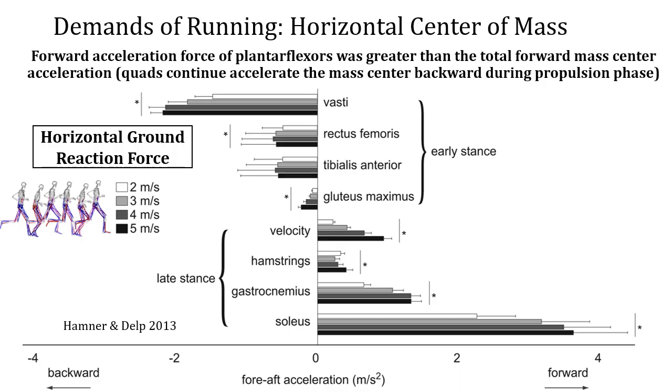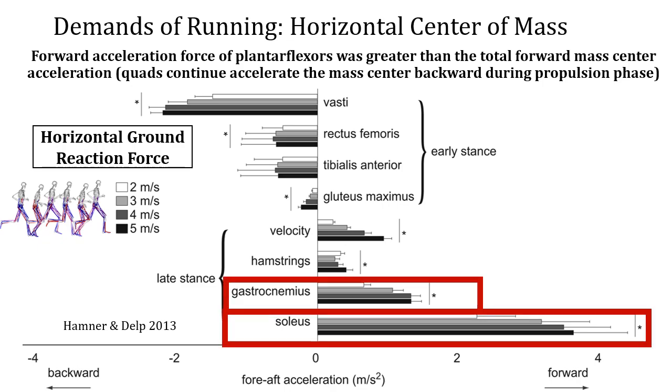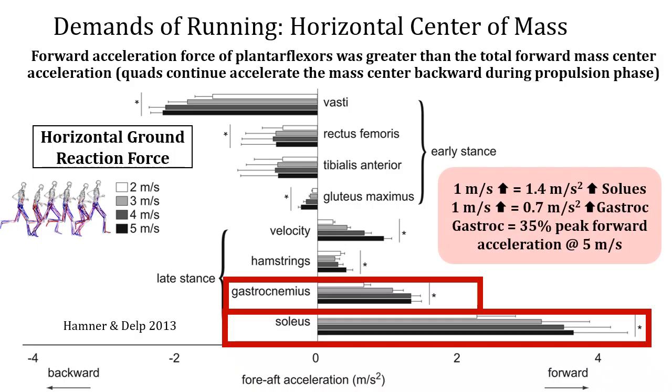So the forward acceleration force of plantar flexors was greater than the total forward center of mass acceleration, where the quad continues to accelerate the center of mass backwards against the propulsion. So not only does the soleus have to move us forward, but it's got to overcome the vector of the vastus lateralis and the quadriceps. And you can see the gastroc and the soleus demonstrated there as they are propelling the center of mass forward. And then I provided the specific numerical values as well. And then this is the velocity at which someone is running.